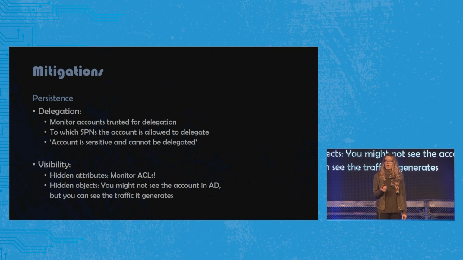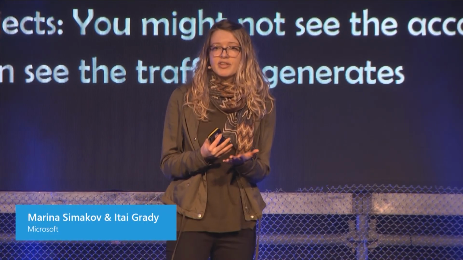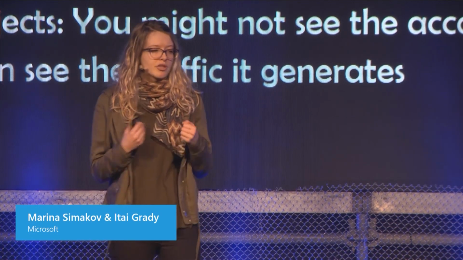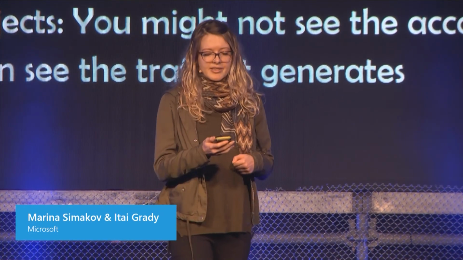If you can't see the object, you can't read the access control list, and you can't see that there is an entry denying you from seeing that object. So how can we overcome this obstacle? First of all, you might not see the account in Active Directory, but you can still see any traffic that it generates. So if you have some monitoring solution which monitors network traffic, it can detect such accounts.